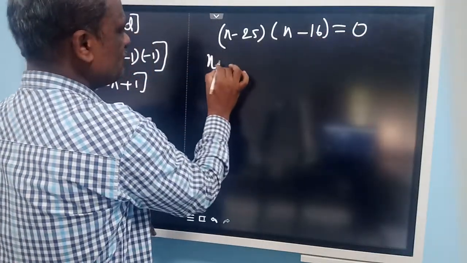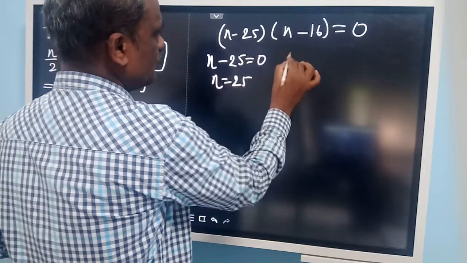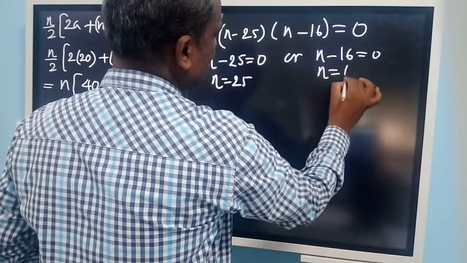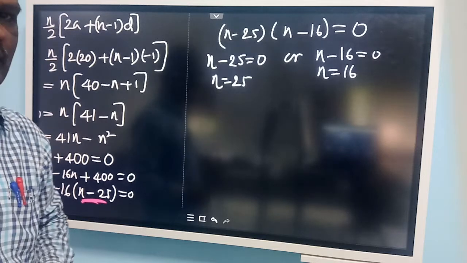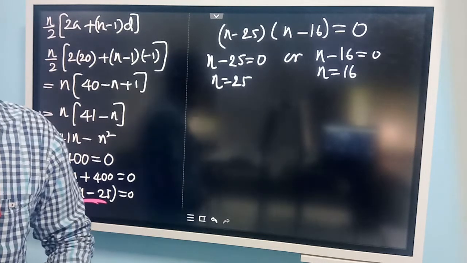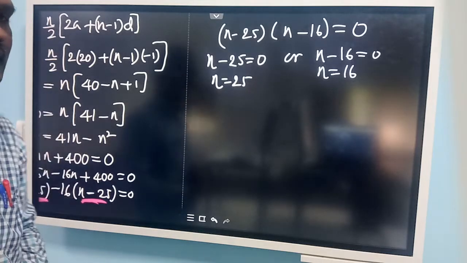So if you equate this one, n minus 25 is equal to 0. So n is equal to 25, or n minus 16 is equal to 0. That means n is equal to 16. So we got two values. Which one you have to accept? Can you tell me why you have to accept only n is equal to 16, not n is equal to 25?